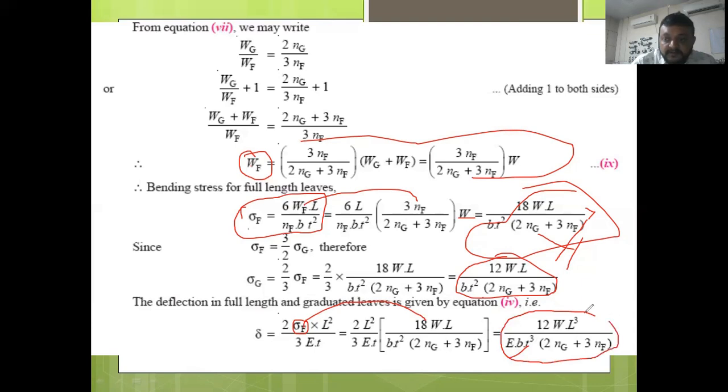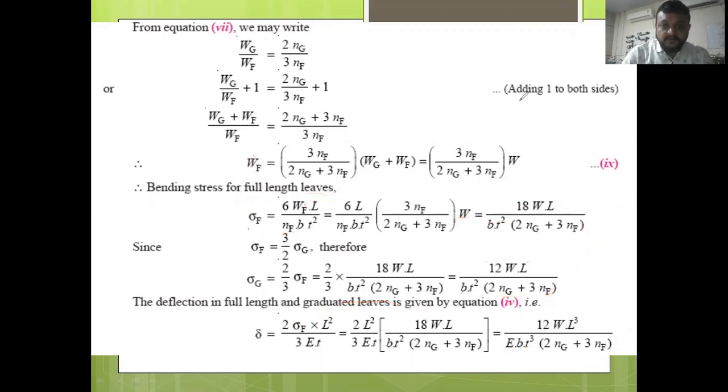That may be helpful in calculating the problems. We have already calculated sigma G, sigma F, and delta. Now we have to see one more thing here.